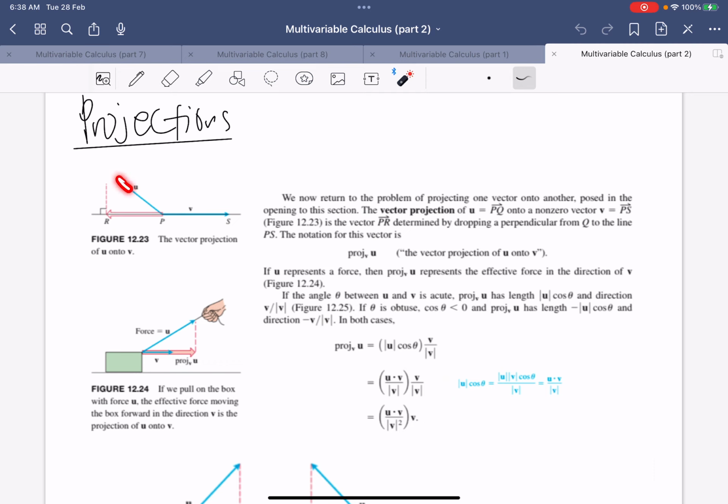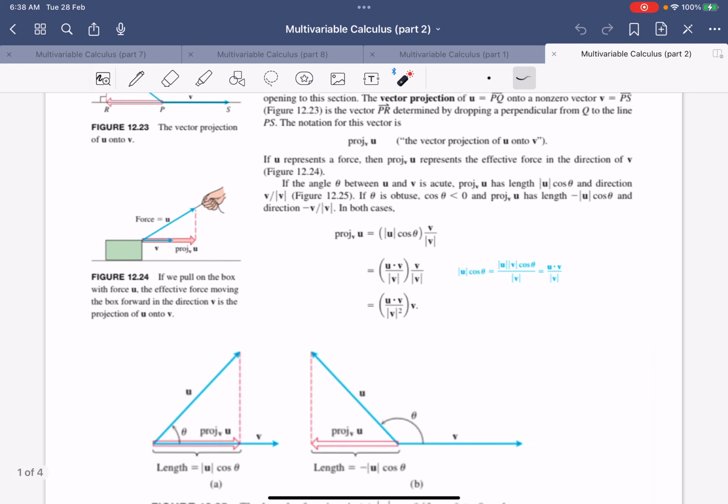What we really think about is we have this vector U and we project it onto a line parallel to V. And how do we find this vector? Well, we know that this length is, if you draw a triangle, U cosine theta. To find a vector, we always need a length and a direction. So you just need to take U cosine theta multiplied with the unit vector representing V.